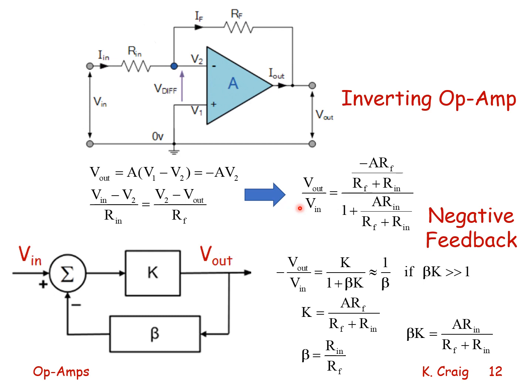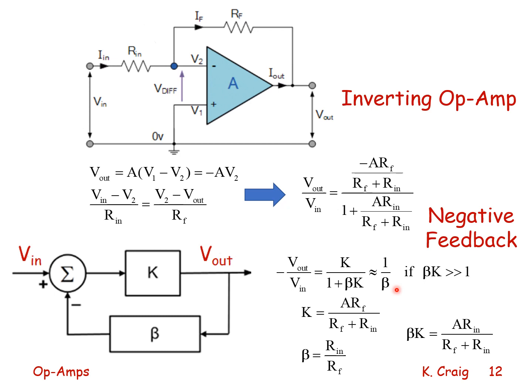If I look at a negative feedback system, in this case V in and V out, where K is the element in the forward path and beta is the element in the feedback path, and I have negative feedback, the minus sign here is because of the inverting op amp nature, but the output over the input, according to my feedback block diagram relationships, equals K over 1 plus K times beta, which if beta K is much, much greater than 1, is approximately equal to 1 over beta.